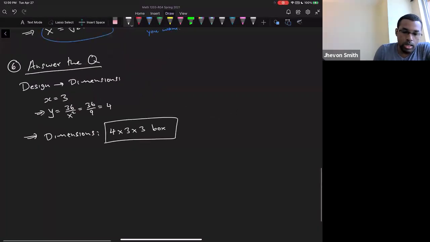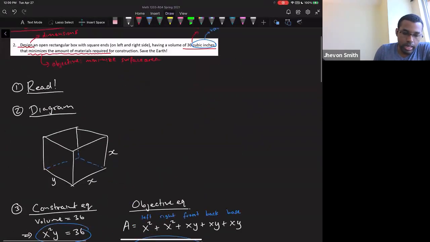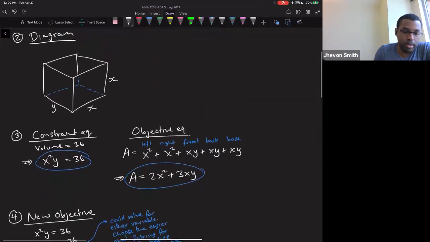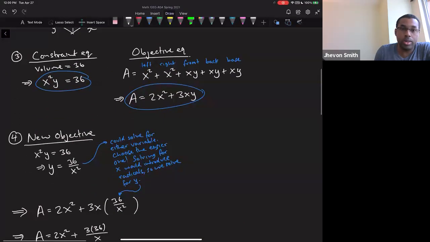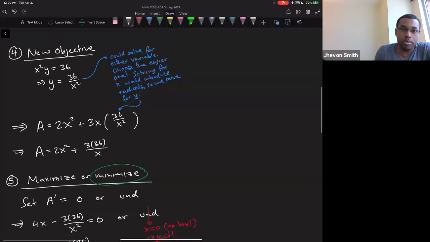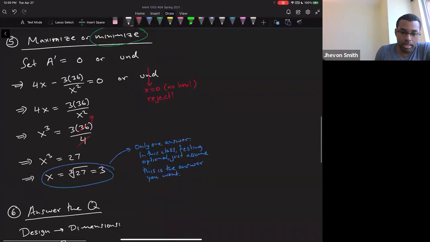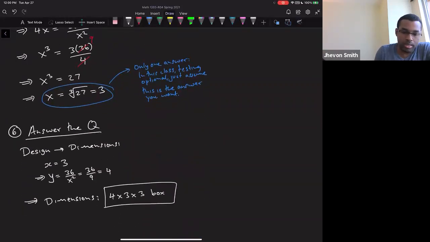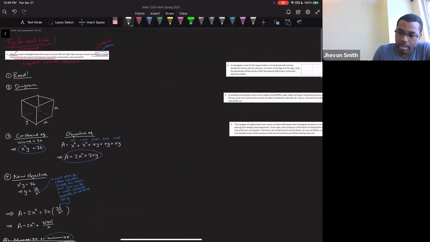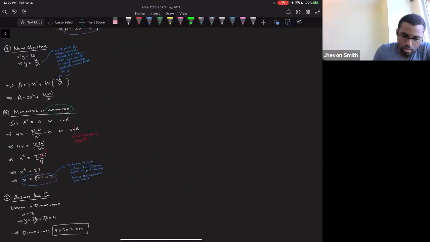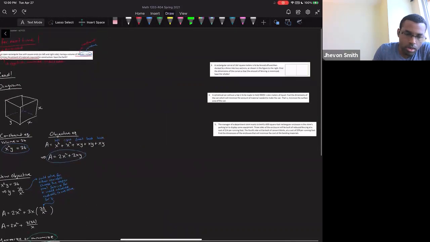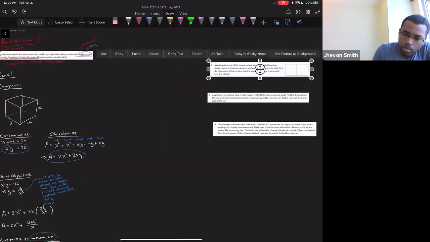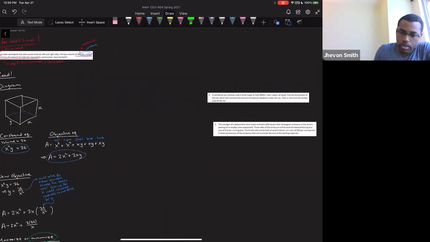Okay. So that's that. And again, 6 steps: read, diagram, constraint equation, objective equation, find the new objective, maximize or minimize, answer the question, always. Okay, so with that being said, let's actually get through the rest. Okay.